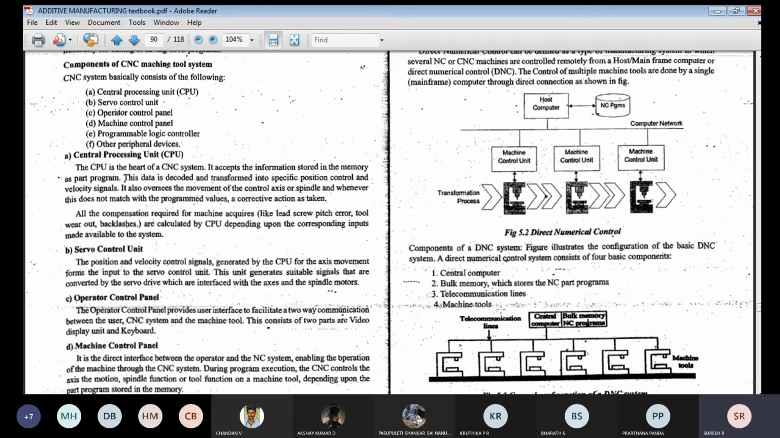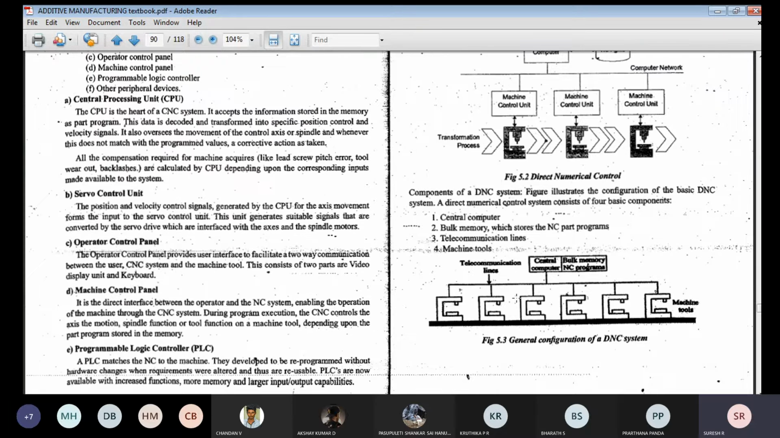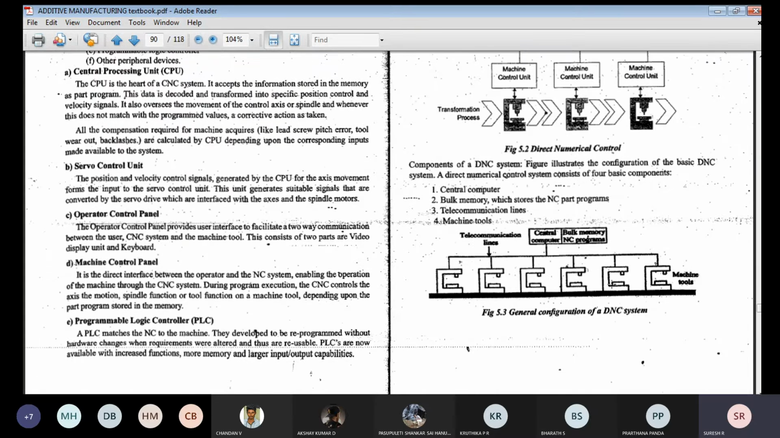The fourth important part is the machine tools. There are n number of machines, maybe more than one machine. It may be 2 machines, 3 machines, 5 machines, or 10 machines, all connected over here. So these are the 4 important components of direct numerical control. You have to write this on the diagram, so we're going to see what exactly it is.